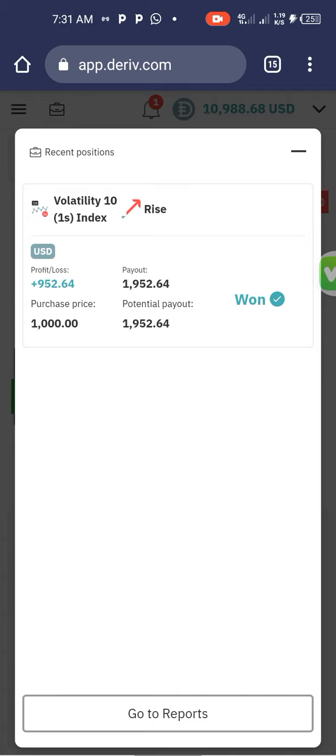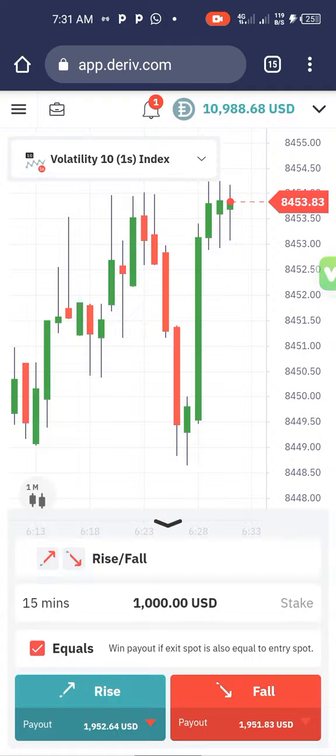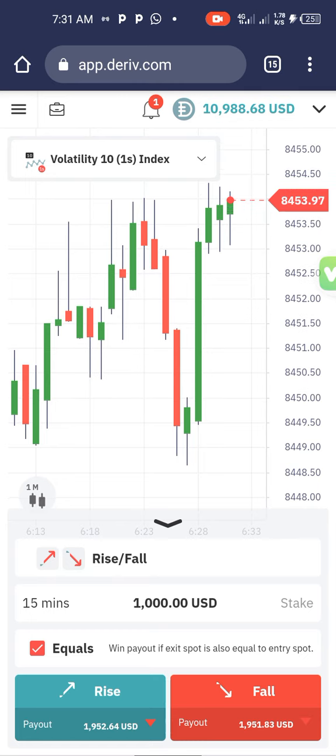That's why I say you have to be very sure about your analysis. And if you are not sure in the long run, and you feel like, okay, maybe this thing might be obstructed, you can just sell it to close the contract. Can you see? I staked $1,000 and in 15 minutes, I came out with $952 profit. So that is just all about this rollover program.